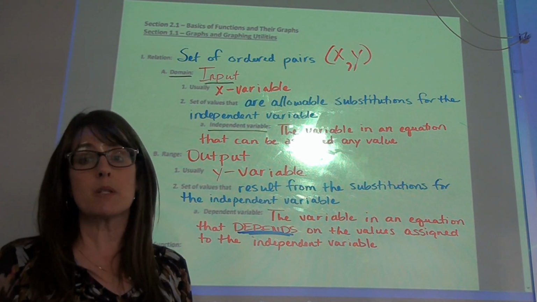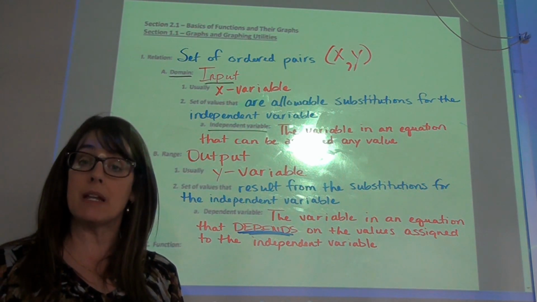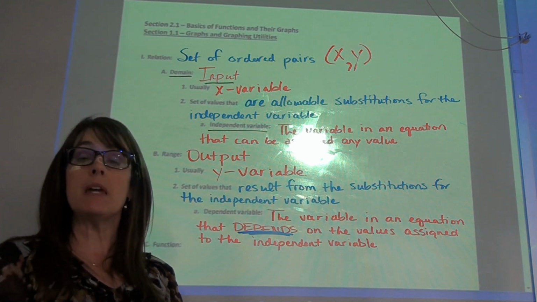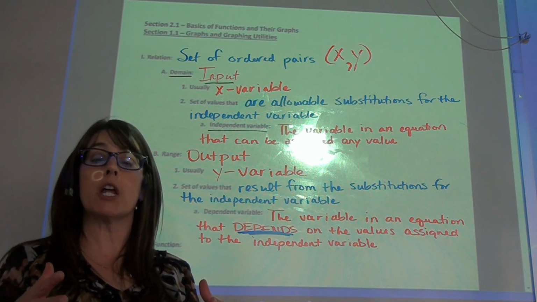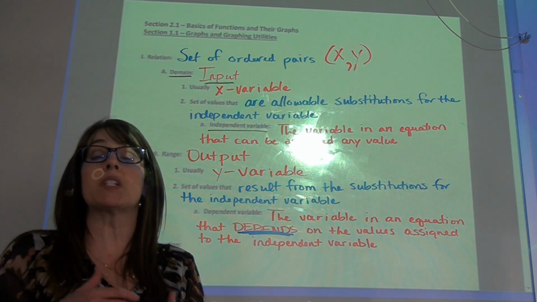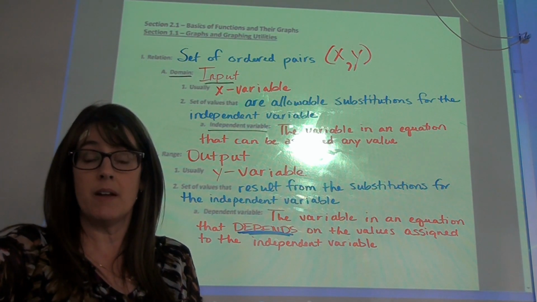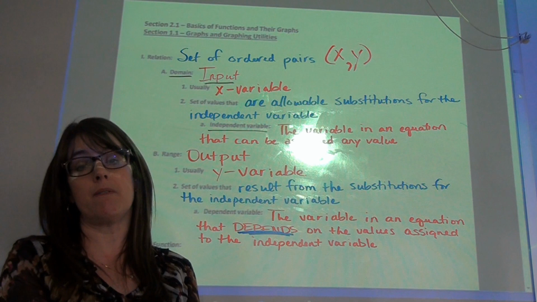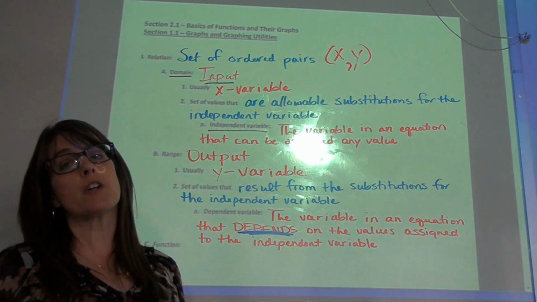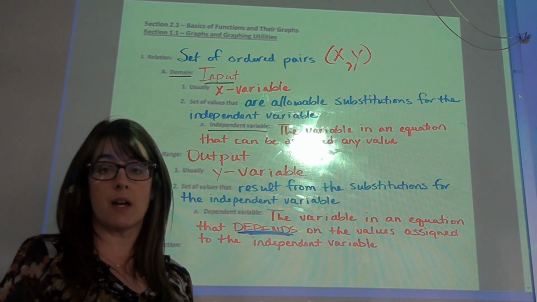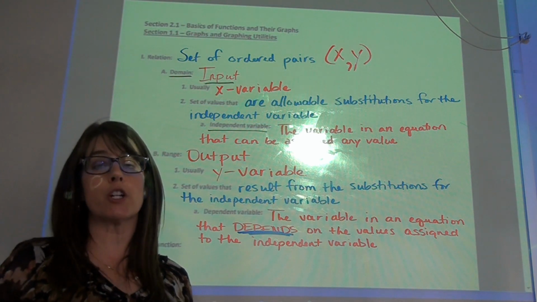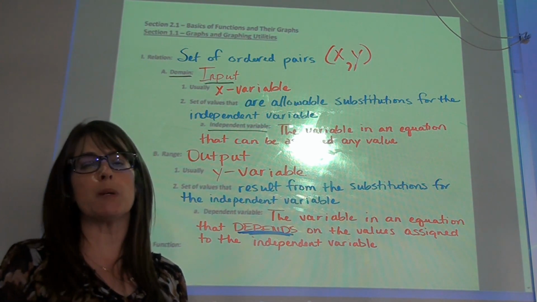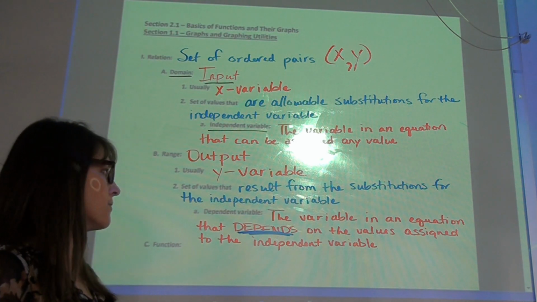And oftentimes it's much easier to identify your dependent variable than it is to identify your independent variable. Frequently, I will look at my equation and I will say which one of these variables depends on the other one. That's my dependent variable. The other one has to be my independent variable. So it's much easier to identify your dependent variable than your independent. So even if your directions say identify your independent variable and then your dependent variable, do your dependent first because it's much easier to identify.